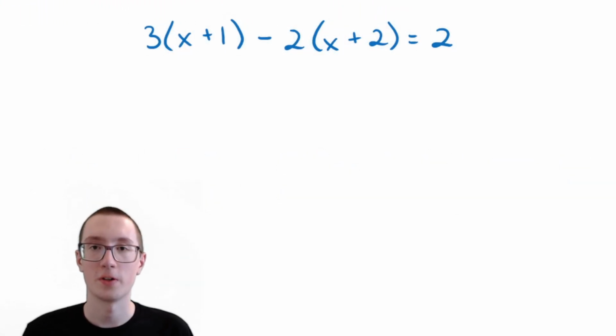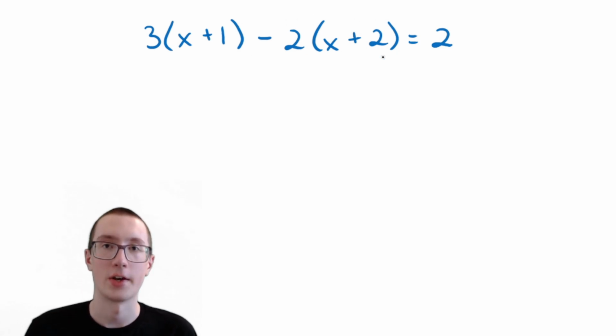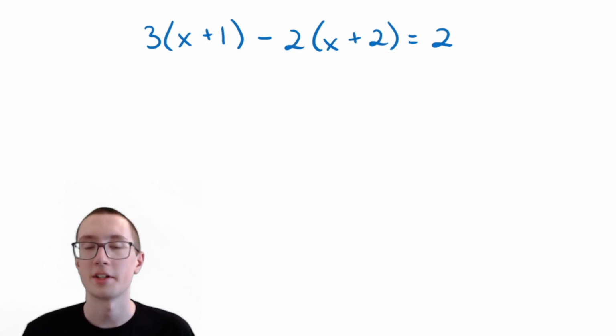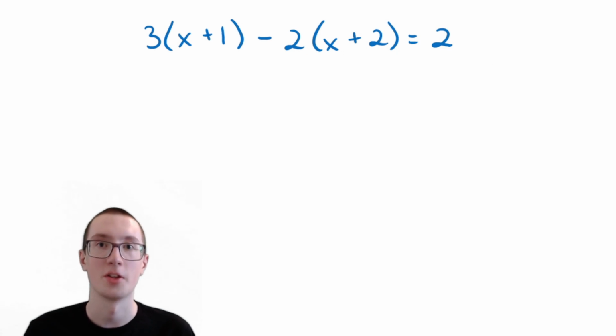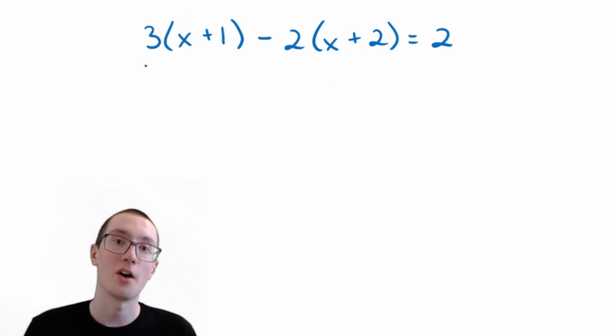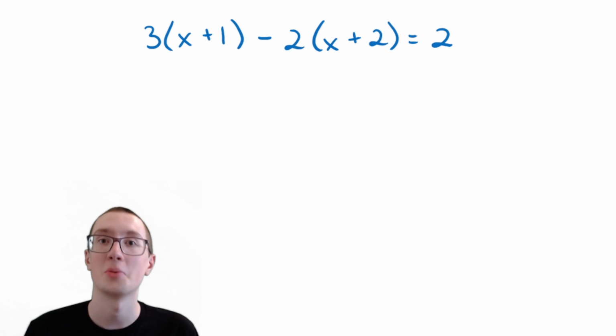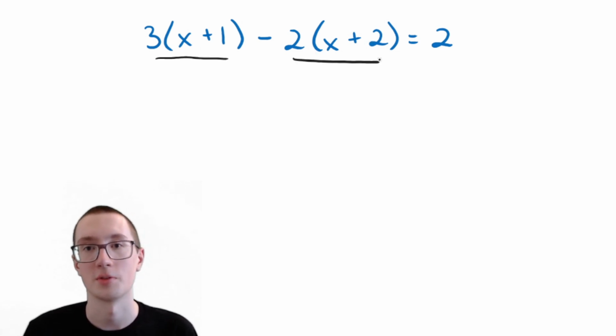Alright, so first of all, I'm not seeing anything like plus 3 or minus 7 that's sticking out that we can just immediately deal with. But what I am seeing is a lot of these things that look like the distributive property. Actually, two of them in this case. We have this one and this one.